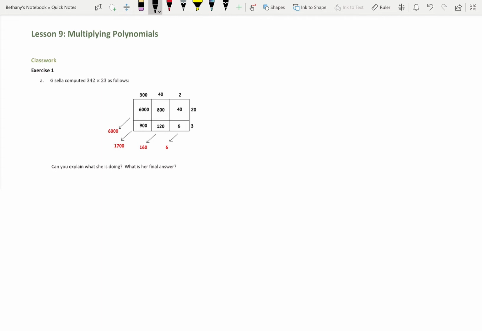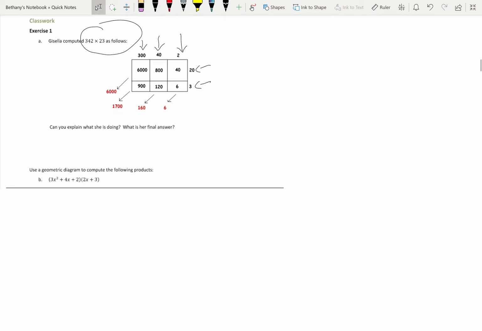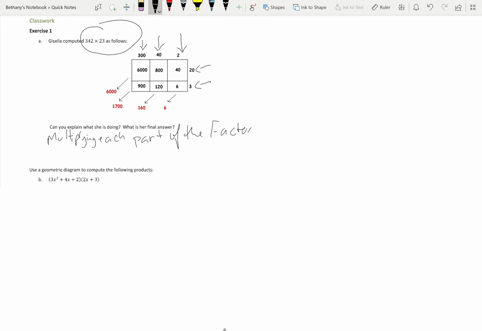Depending on the elementary school you went through, some people learned how to multiply using the box method, where 342 you would break up into the hundreds, the tens, and the twos. 23, break it down to the tens and the ones. If we're talking about what she is doing, she's multiplying each part of the factor in its own space.